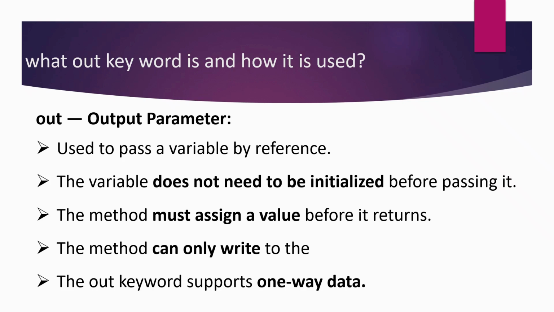The out keyword supports one-way data flow, meaning the value is only assigned inside the method and returned to the caller. Use out when you want a method to return multiple values or assign a value to a variable passed from the caller.